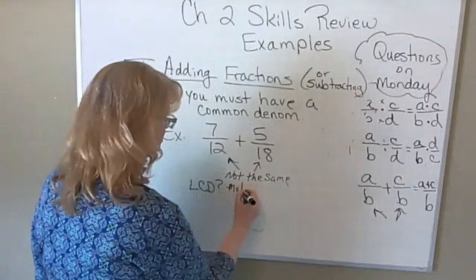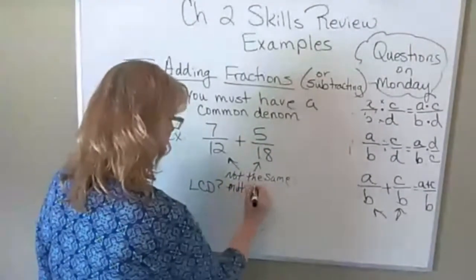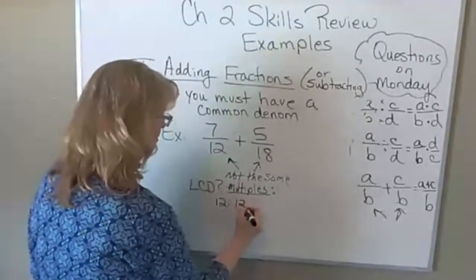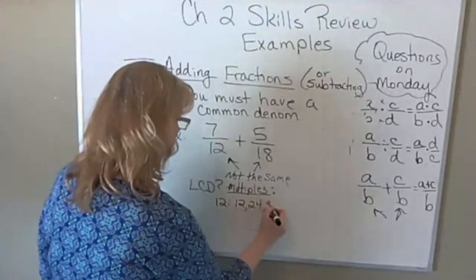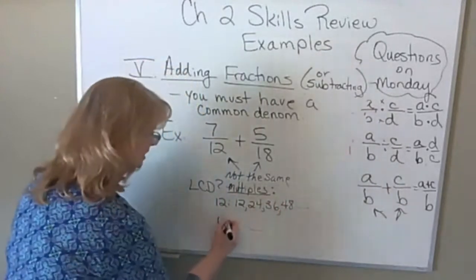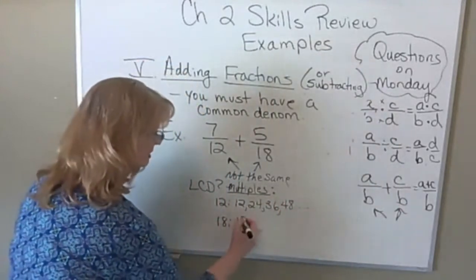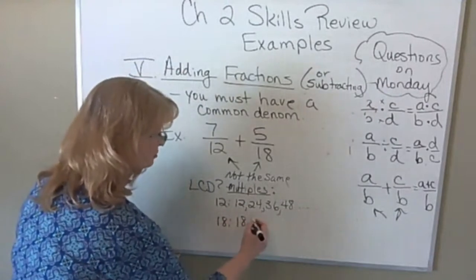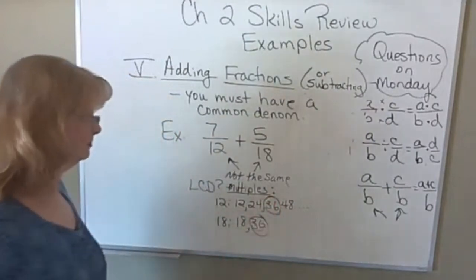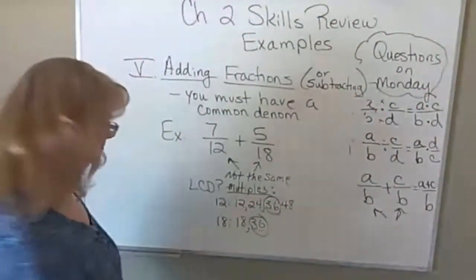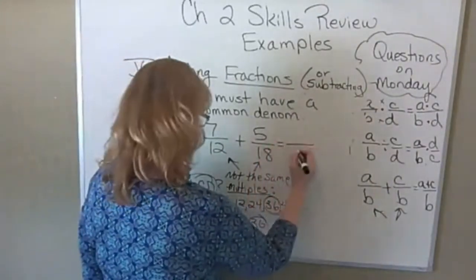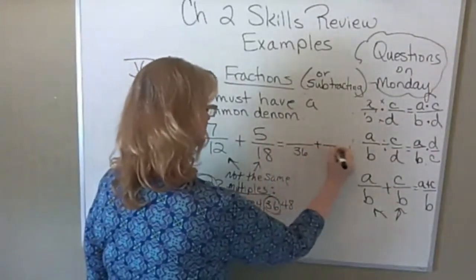So do multiples of 12. That's 12, 24, 36, 48. For 18, I have 18. 18 times 2 is 36. Whoops. That's your LCD. So I'm going to change these both to 36.